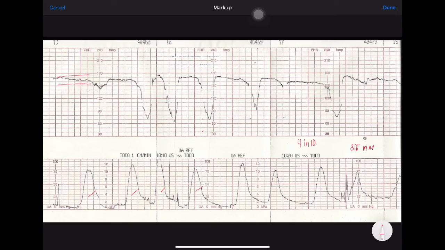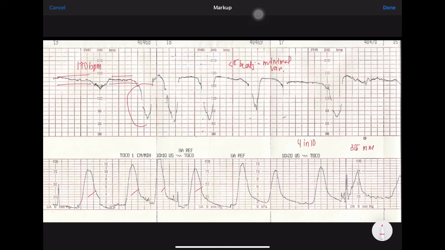Baseline rate for this CTG is 170 beats per minute, which is also considered as tachycardia. For the variability, as you can see, it's also less than 5 beats deviation, and it's also considered as minimal variability. Next is accelerations. Well, there's no accelerations in this CTG.